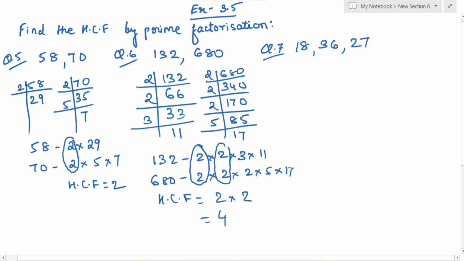Now moving down to the next question: 18, 36 and 27. Now we are having 3 numbers. In 3 numbers, the common factor we will look for in all 3. It is not like that we will see in 2. The common factor should be in all 3 terms.